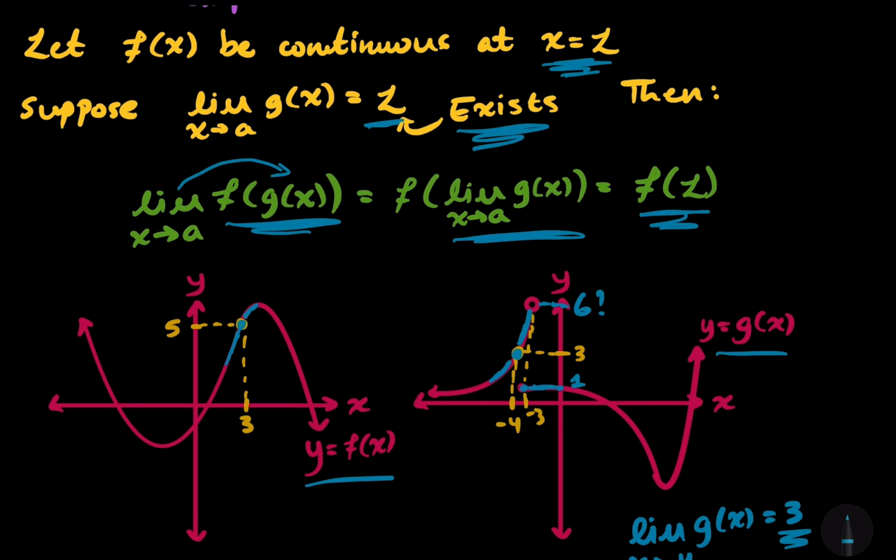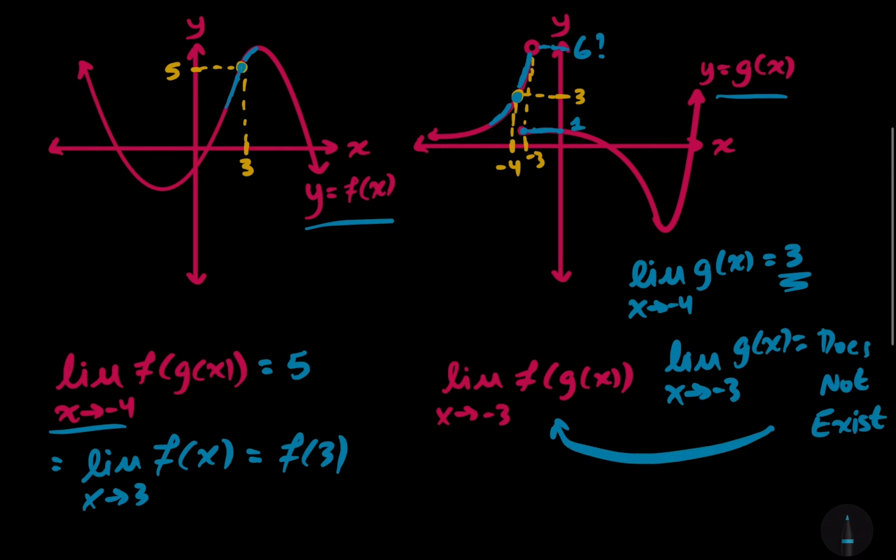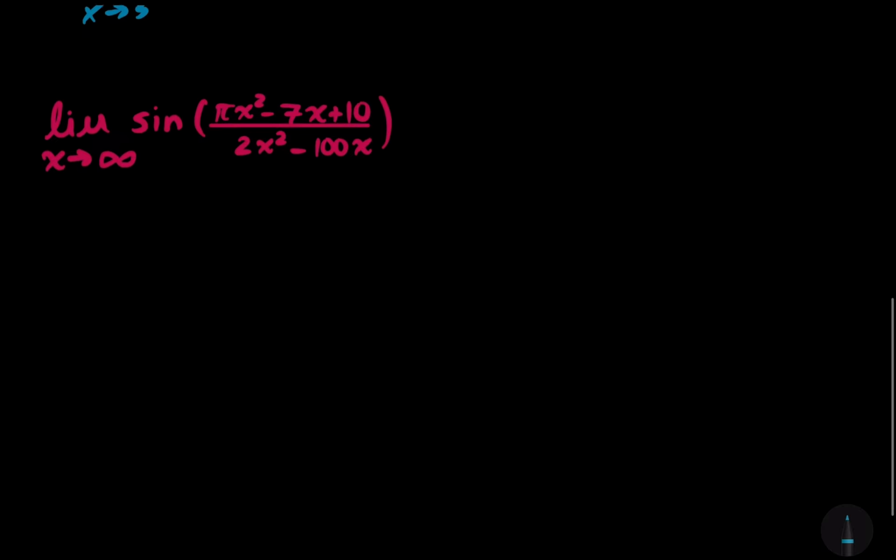Because this doesn't exist, it disobeys this first condition over here. We said that this has to be equal to some number L, and it has to obviously exist. And so by extension, the limit as x approaches -3 of f of g of x does not exist, because we can't just take the limit and put it into the function. Our limit is not defined as x approaches -3.